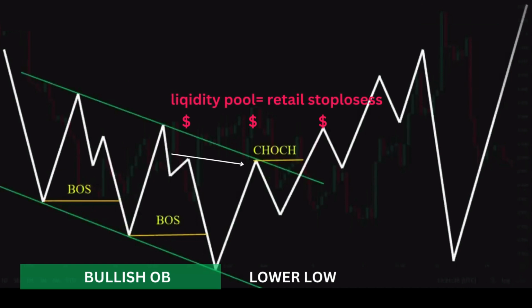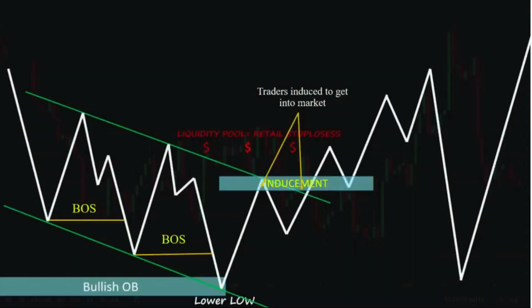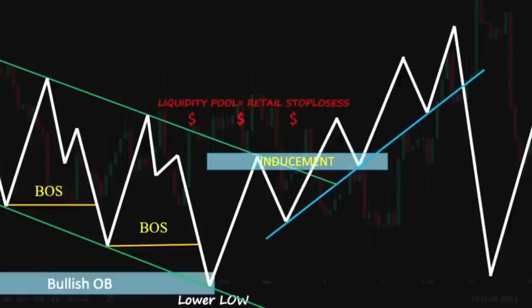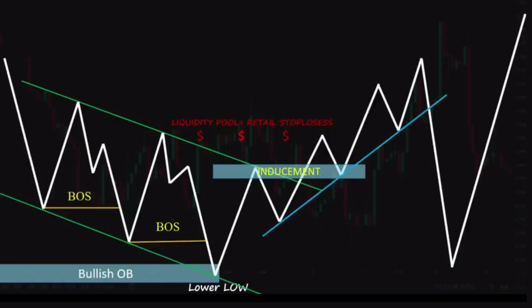So most of the traders are looking for a pullback and looking for a long position when price comes back to this channel. That's the reason that market makers created an inducement level right below the downtrend channel. So most of the traders will get into the market at this level by setting their buy orders because they believe that price will come back to the downtrend channel and then go to the upside.